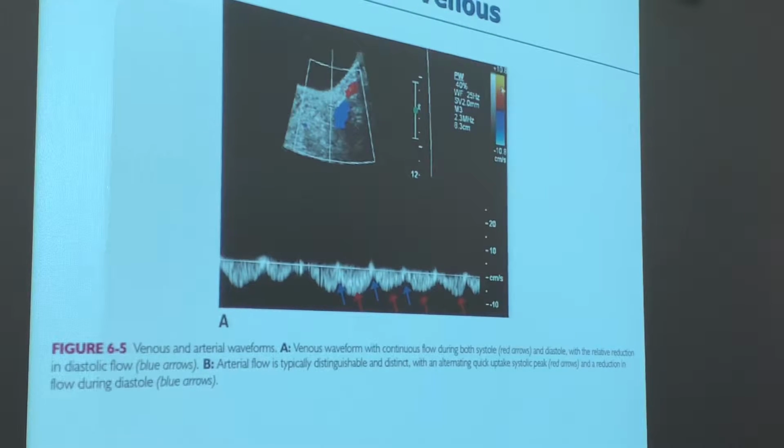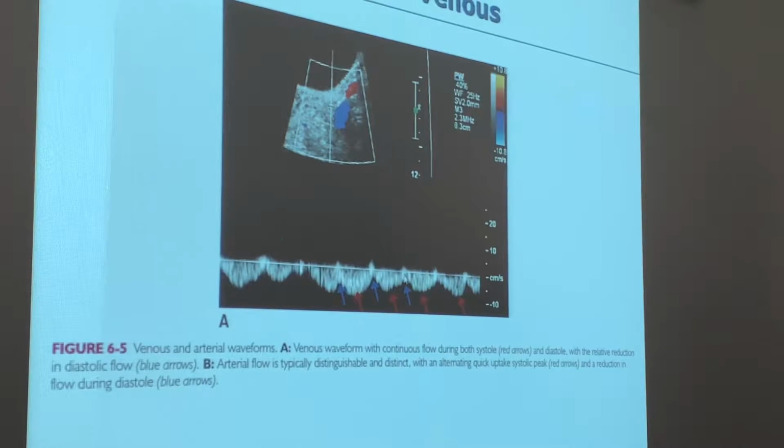The sound waves are coming towards the transducer. The sound waves are going away from the transducer. Okay? So they're looking at venous flow. So depending upon where I am, I'm gonna put it where it should be in my body.